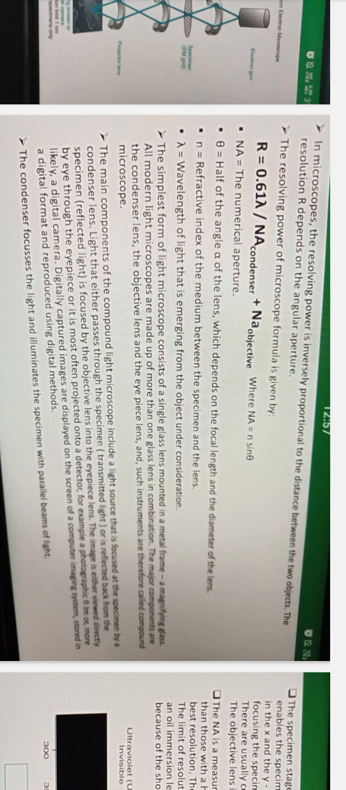The main components of a compound light microscope include a light source that is focused at the specimen by a condenser lens. Light that either passes through the specimen or is refracted back from the specimen is focused by the objective lens into the eyepiece lens. The images are either viewed directly by eye through the eyepiece, or more often projected onto a detector, for example a photographic film or more likely a digital camera. Digitally captured images are displayed on the screen of a computer imaging system, stored in a digital format and reproduced using digital methods.